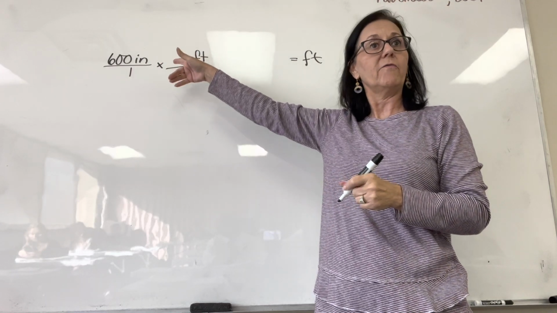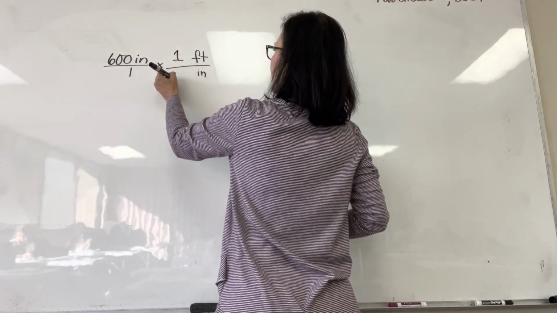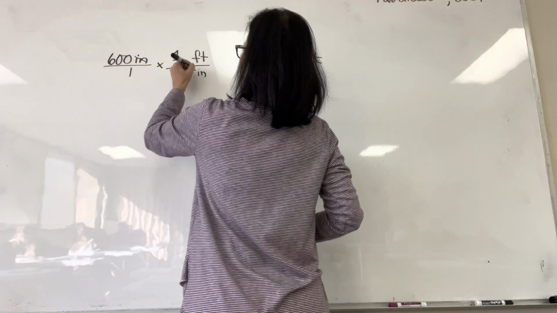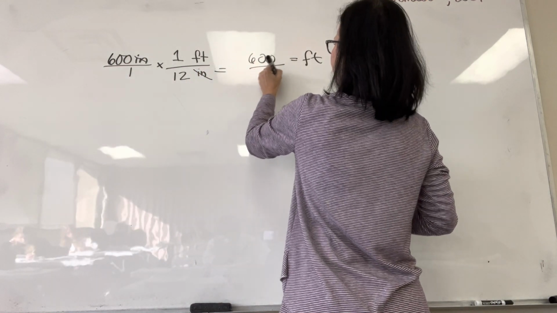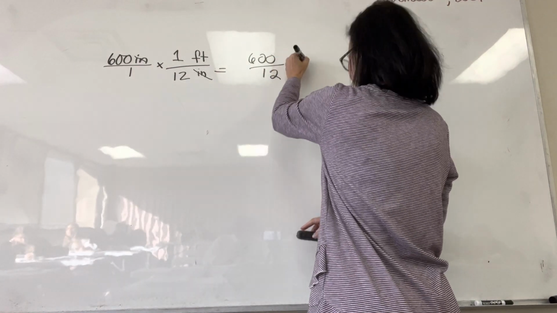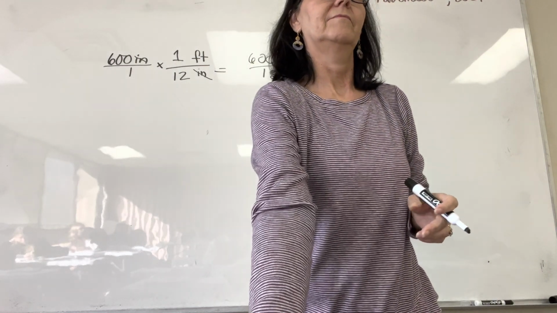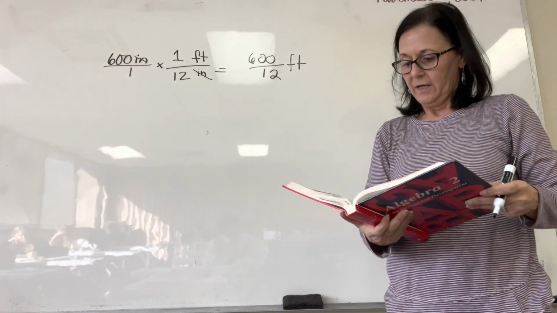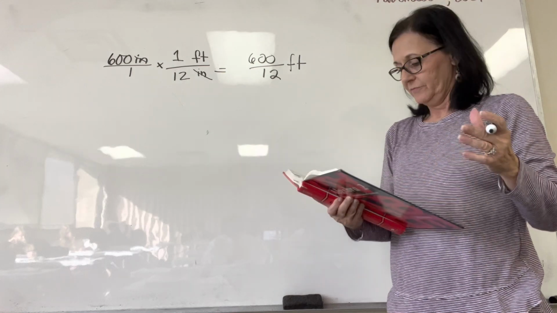Then I use the equivalent of 1. What's the equivalent of 1 here? 1 foot equals 12 inches. Right? That's 1. Okay, good news. You don't even have to simplify it. You can, but you could just leave it like that. I'm okay with that. That would be 50 feet. You could solve that one.